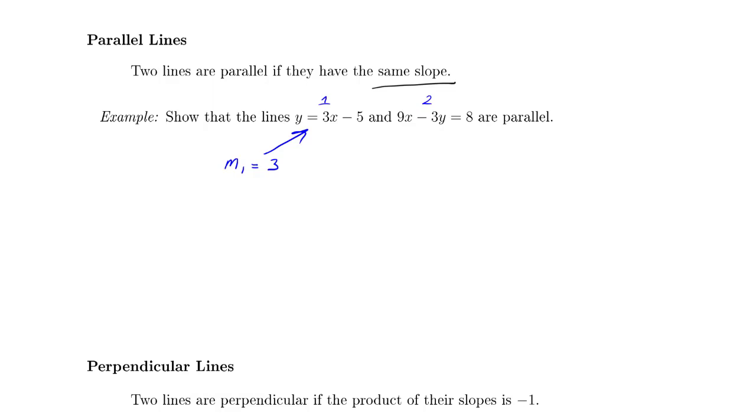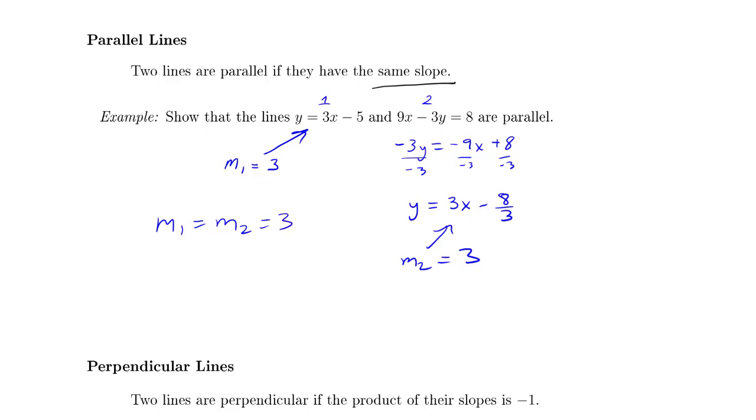Now the second line is not in slope-intercept form, so I'm going to have to put it in it. Negative 3y equals negative 9x plus 8. Divide through by negative 3, and I'll get y is 3x minus 8/3. And now I can see that m2, the slope of the second line, is also 3. So m1 equals m2 is 3. These lines are parallel.